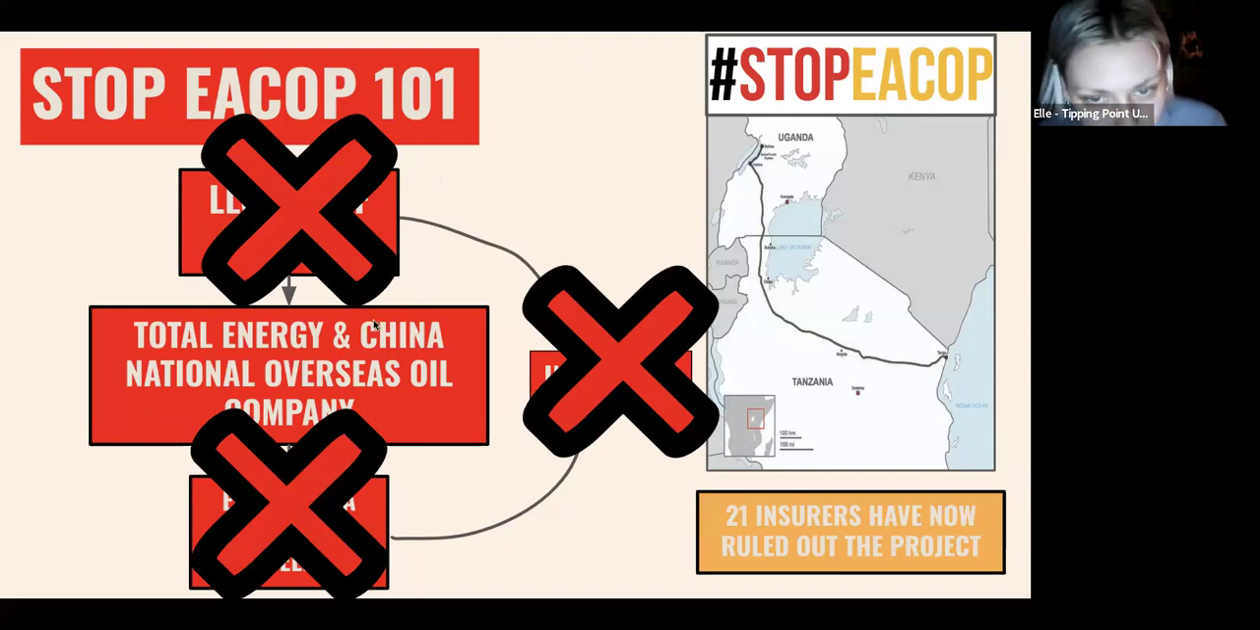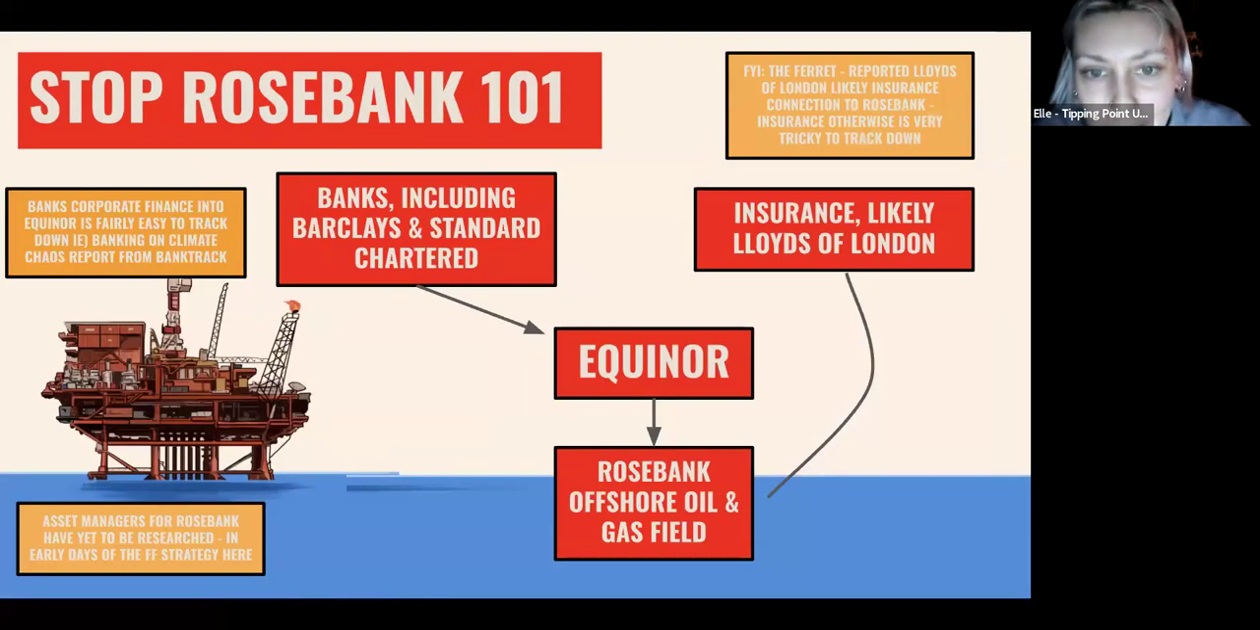I'll give you one more example. And that is, I mentioned earlier, the Rosebank oil and gas field in the North Sea. The North Sea is absolutely littered with oil and gas licenses, but Rosebank is the biggest one. It's absolutely catastrophic. If it was to go ahead, it would produce the same emissions as the poorest 28 countries of the world combined every single year. So we're really trying to stop this from going ahead.